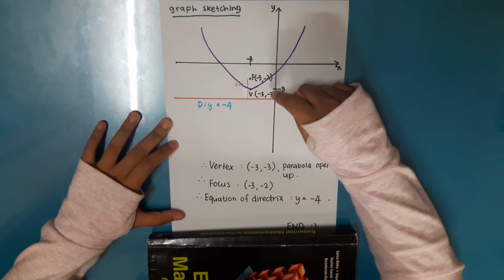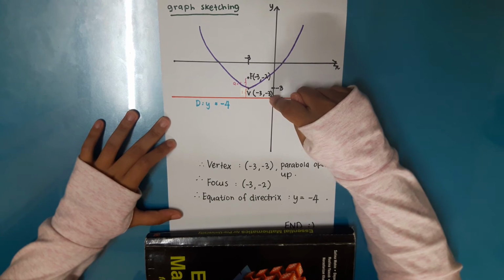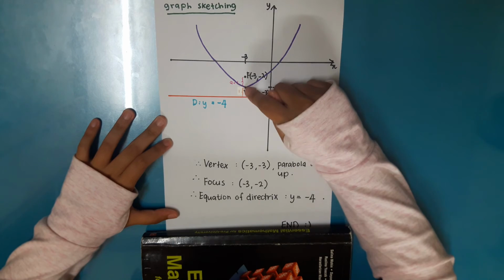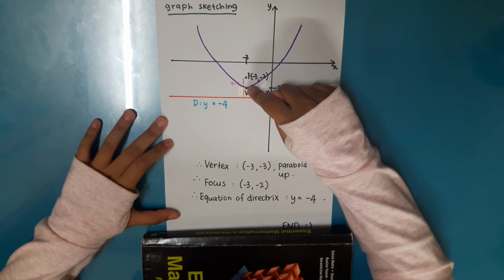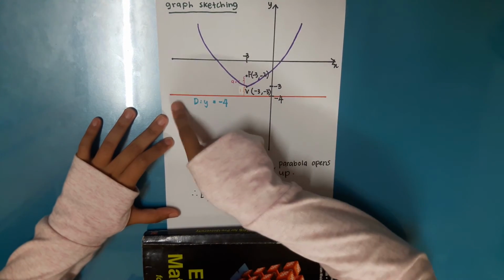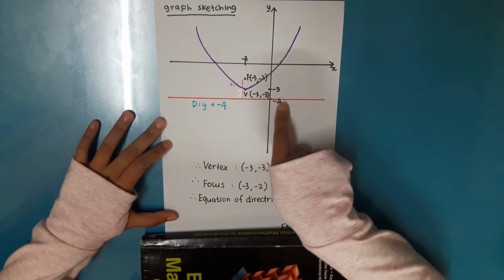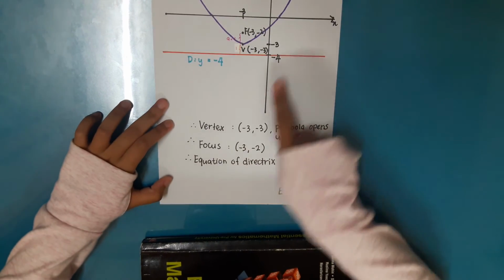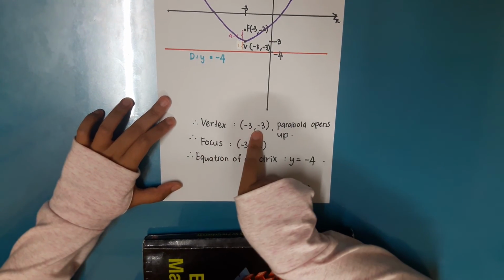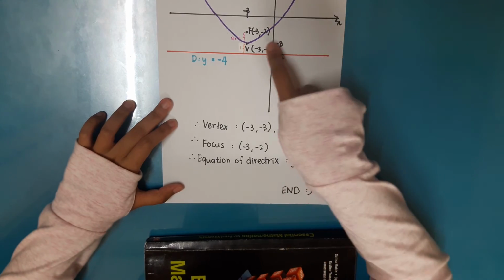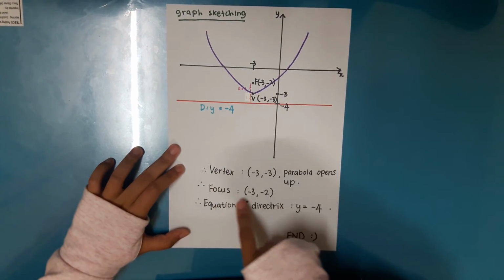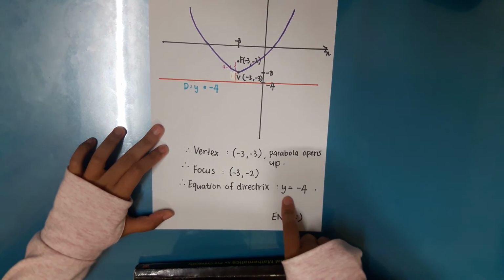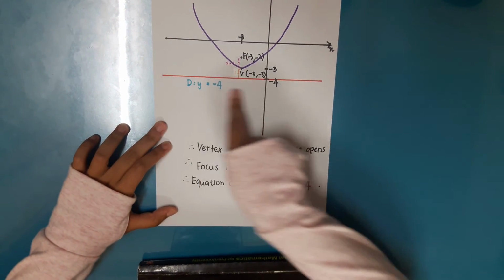The y-coordinate of V is negative 3, and this is negative 2. So the difference is 1. Therefore we have to subtract 1 in order to obtain the directrix. Negative 3 minus 1 is equal to negative 4. The directrix is y equals negative 4. So here is the vertex, (negative 3, negative 3), and the parabola opens up. Here is the focus, (negative 3, negative 2). And the equation of the directrix is y equals negative 4, which is here.